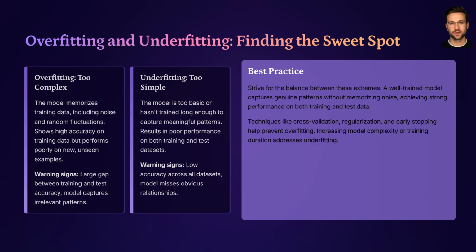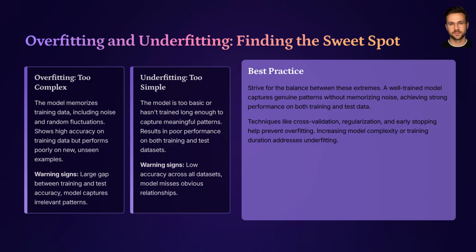Next, let's explore overfitting and underfitting. Overfitting happens when a model learns the training data too well. It picks up not only the real patterns, but also noise and random fluctuations. As a result, it performs extremely well on the training set, but much worse on new data.